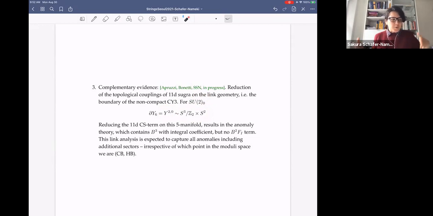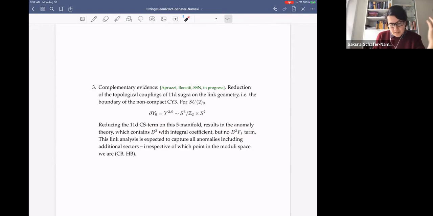So the supergravity theory should provide us with all the possible backgrounds for the symmetries of the theory that it constructs. It should give us the background for the one-form symmetry, that's B. And in fact, this reduction contains a B cubed term, but with an integral coefficient. So there's no one-form symmetry anomaly per se, but there is actually no term that's a B squared F1. So this was this anomaly from Pietro Luigi.